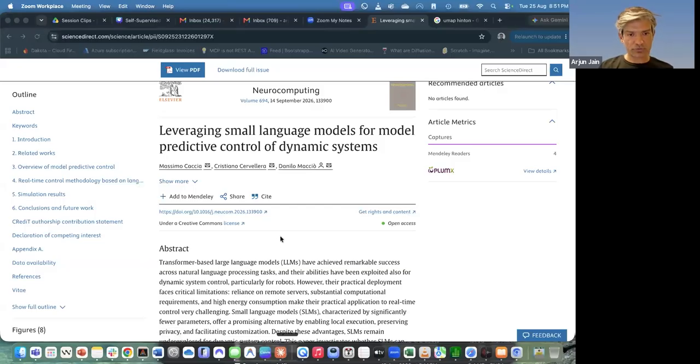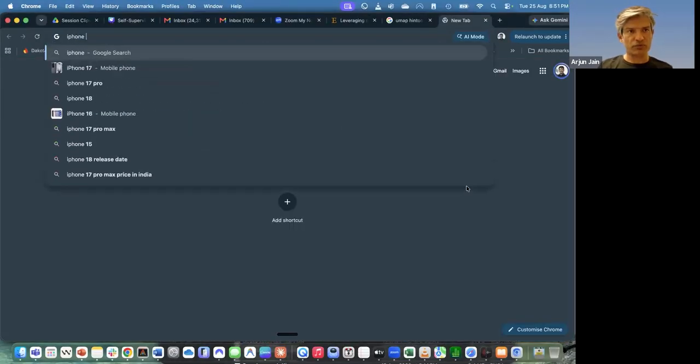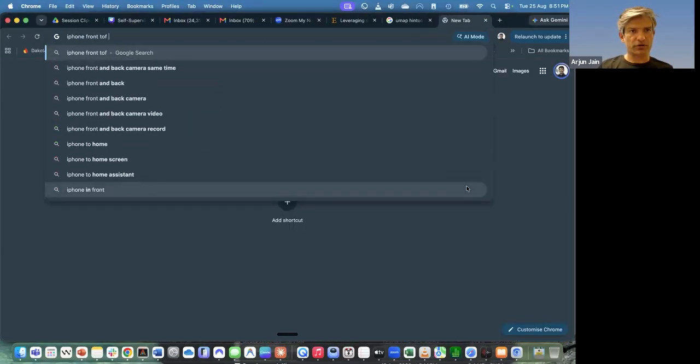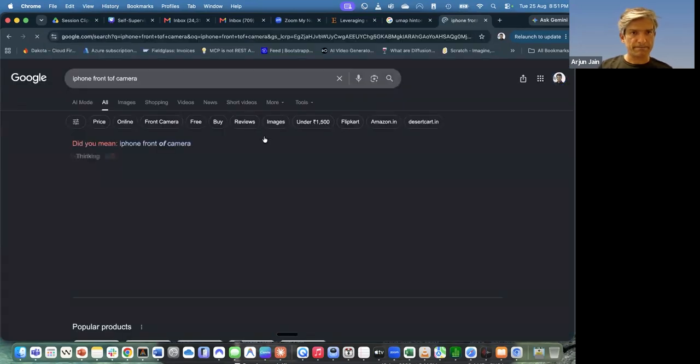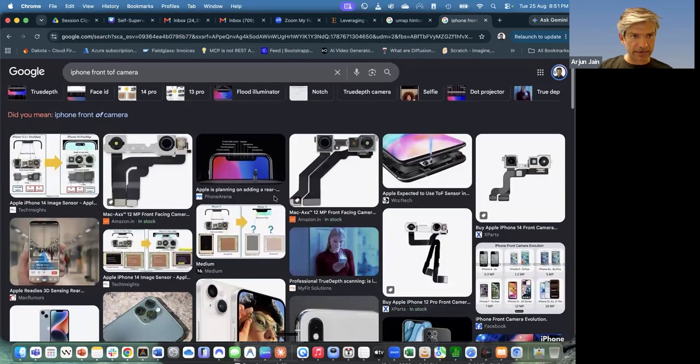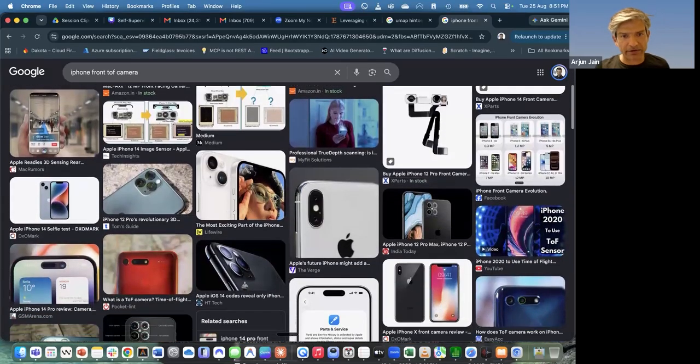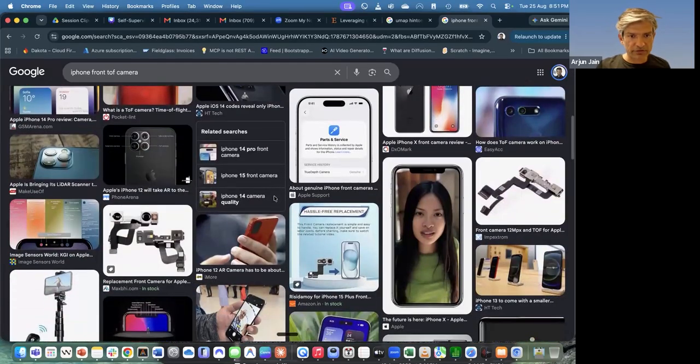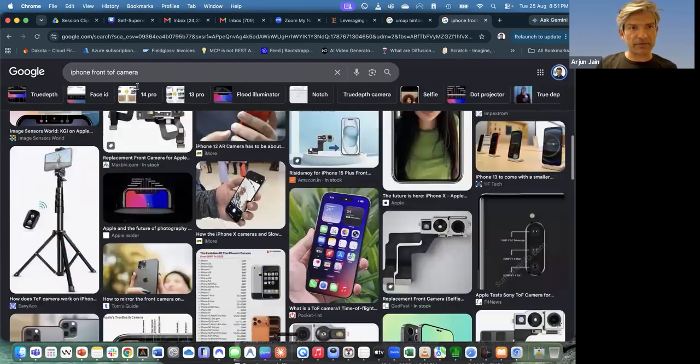It shoots those lasers on your face, and then it gets reflected and creates a 3D model of your face. So what I mean to say is, the iPhone front camera. And that works at night, right? Because it's a laser pulse that is coming in.